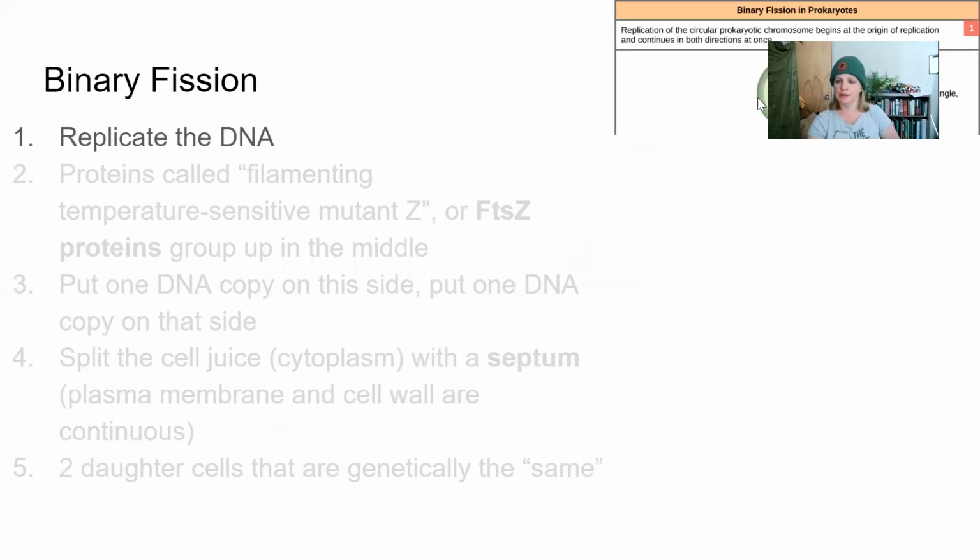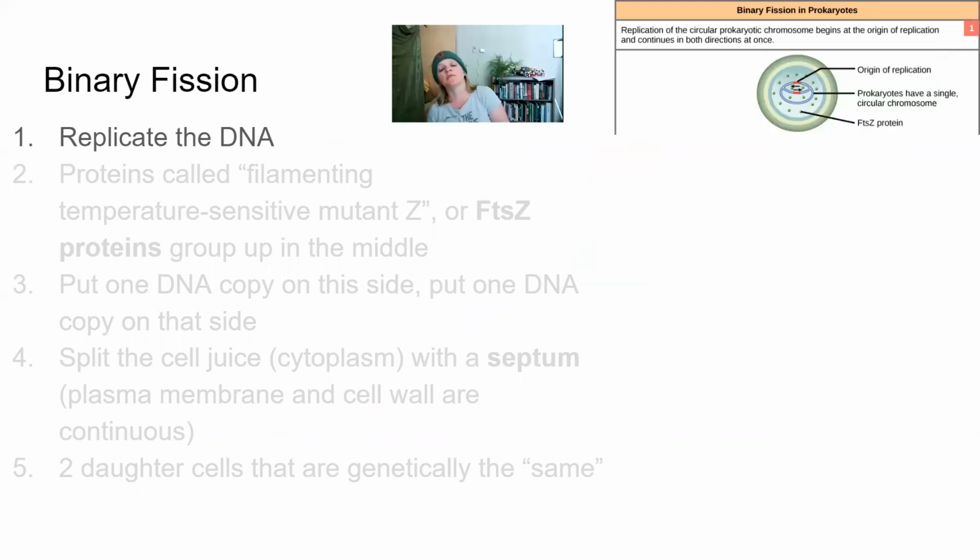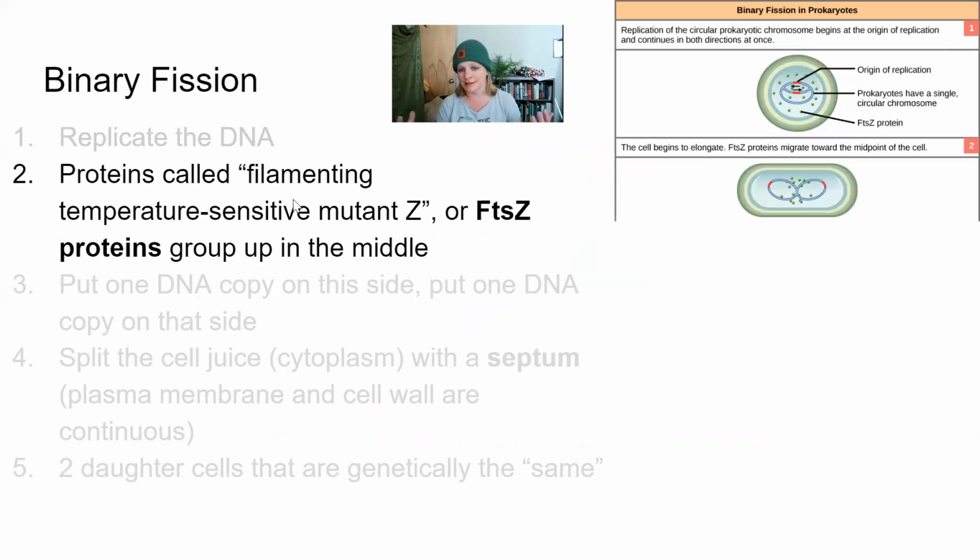So these bacteria and other prokaryotes reproduce through cloning in a process we call binary fission. The first thing they have to do is replicate their DNA, because if we need some DNA in this cell, we need some DNA in this cell. So we have to make a copy of that DNA, and that's what's being shown here in this figure. Then the next thing that happens is that there's a bunch of proteins, the filamenting temperature sensitive mutant proteins. You don't need to know the name of that protein. The proteins tend to collect in the center of the cell that's starting to elongate.